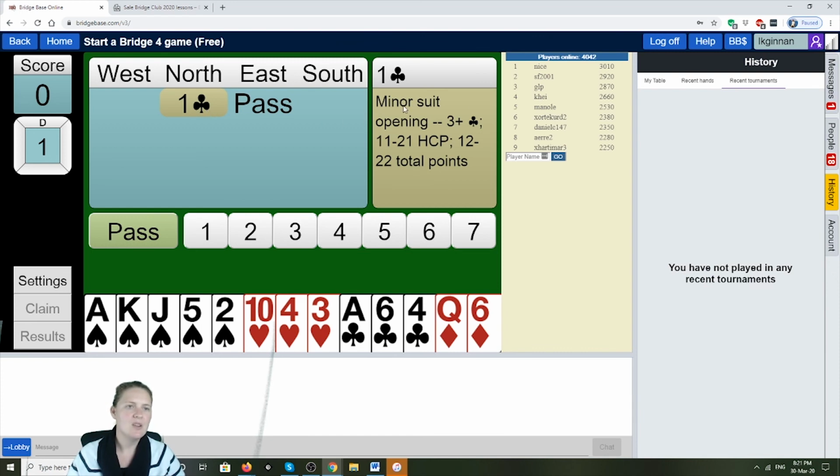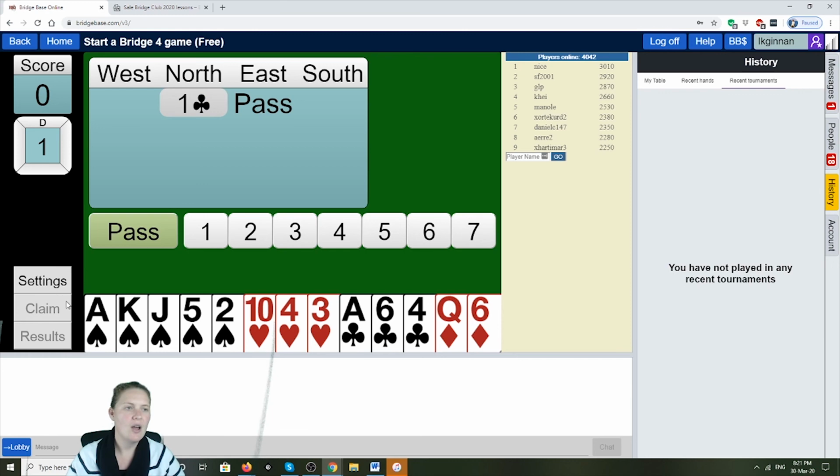So I know that when my partner bid 1 club, they're promising 3 or more clubs. The reason that I know that they're my partner is that I'm always in South. Also, the computer stopped bidding. It's waiting for me. Whenever it's your turn to bid, you'll see these buttons pop up here, and this is how you make your bid. So if you wanted to pass, you click here.